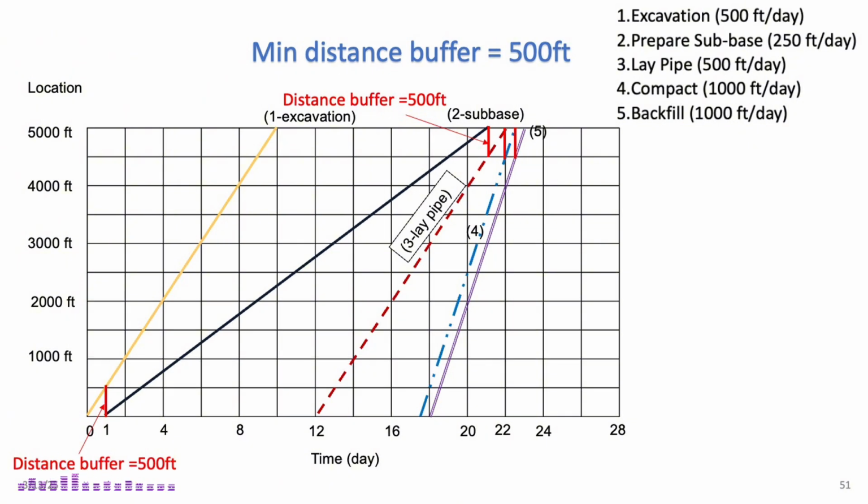Since these are the fastest activities in the project, they have the steepest slope on the schedule. As a result, the minimum distance buffer for these activities will occur at the end of their respective predecessor. After applying the same method, we came up with this final schedule.